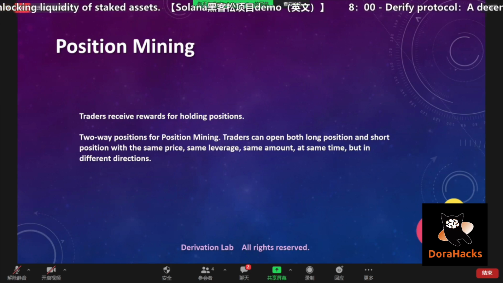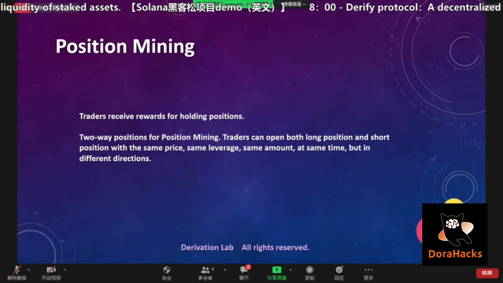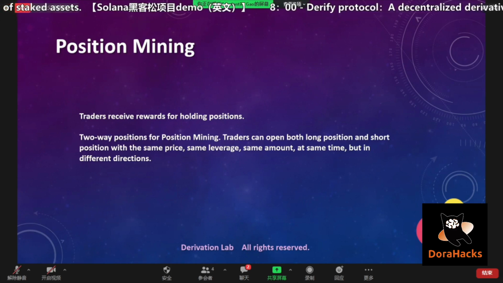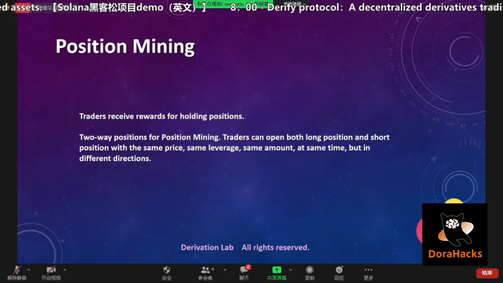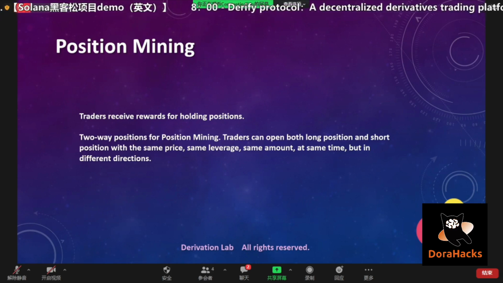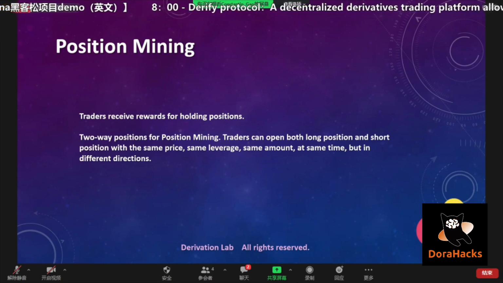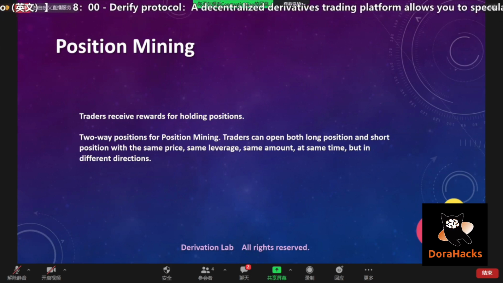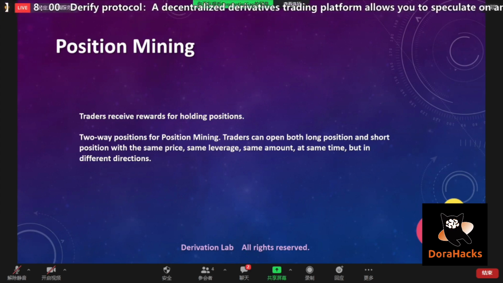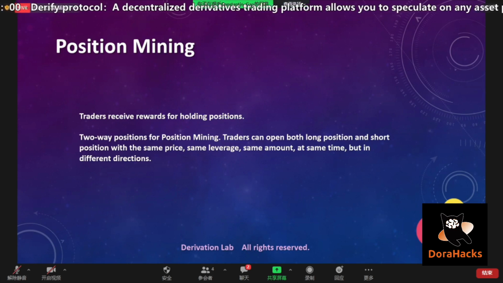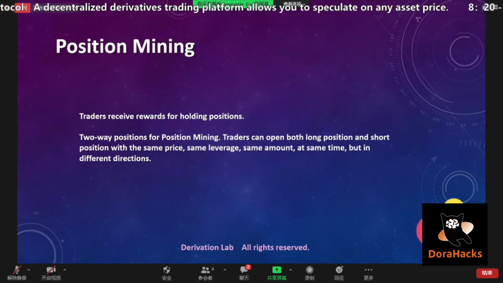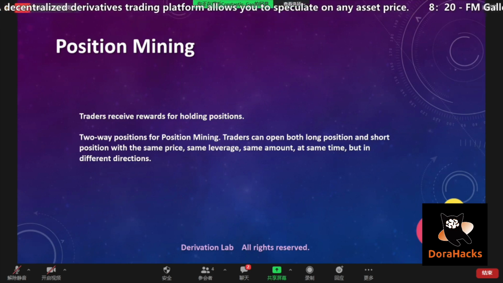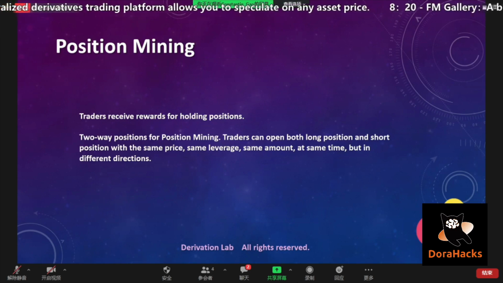So that's why we have this special position mining, liquidity mining system, to allow everyone who wants to do yield farming or liquidity mining or other things, and we will give you this opportunity to use Derify as a great way to farm yields and to earn fixed income with almost risk-free farming rewards.